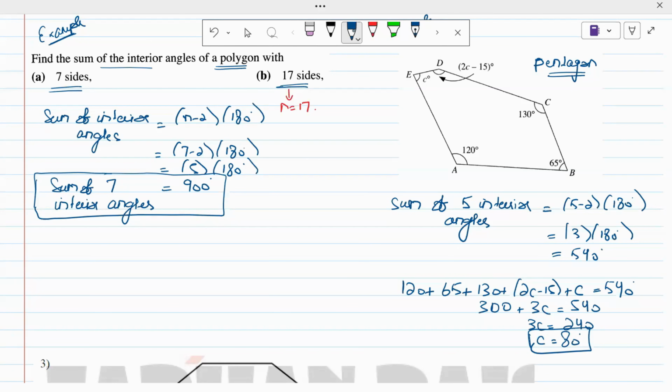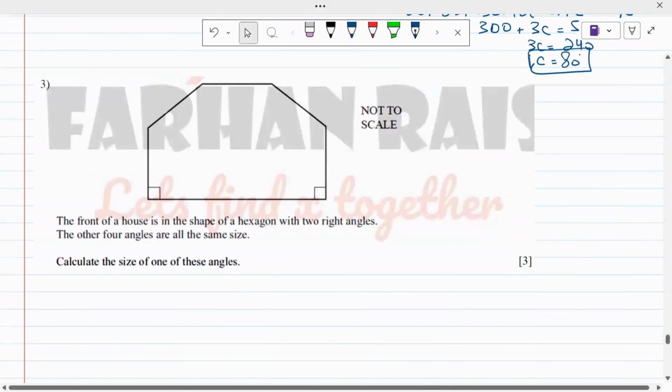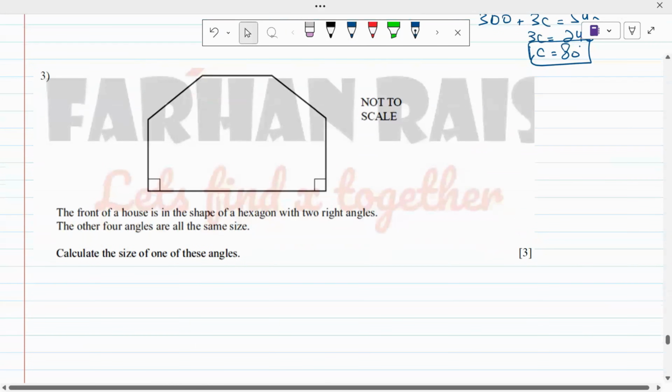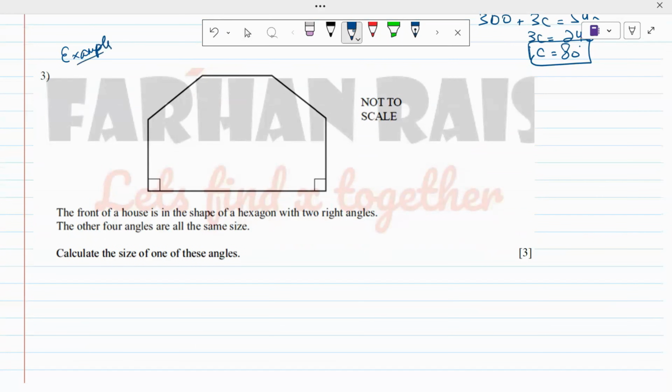This was the second example. Moving onwards. Now this question is from the past papers. Again, it's a hexagon. And here it says this hexagon represents the front of a house with 2 right angles. 2 right angles, one important term, means this is 90 as well as this one.